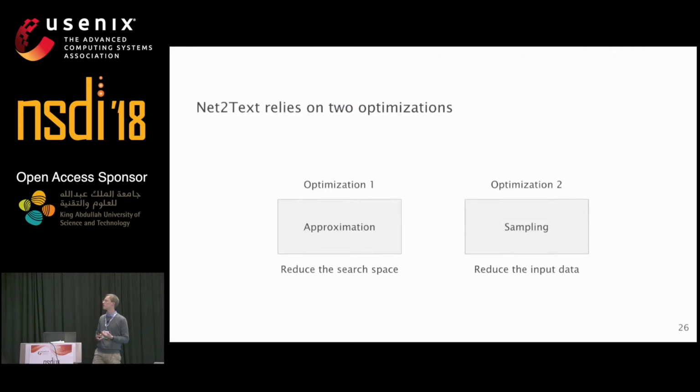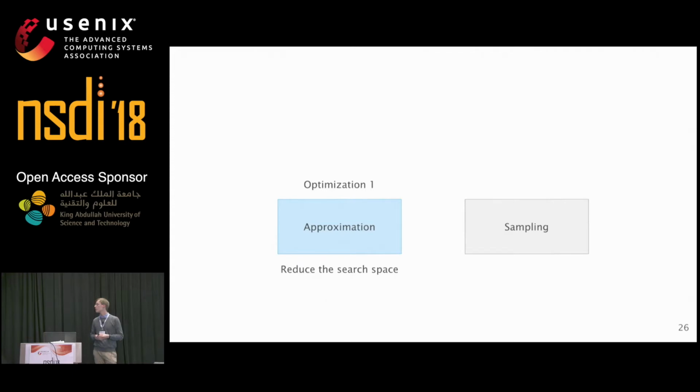And we do this with 2 optimizations. First of all, we approximate the best solution by reducing the search space. And second of all, we speed up the algorithm by reducing the data we work on. So let's look at the approximation.